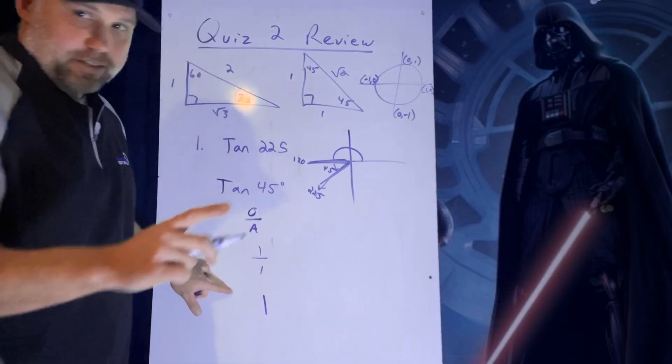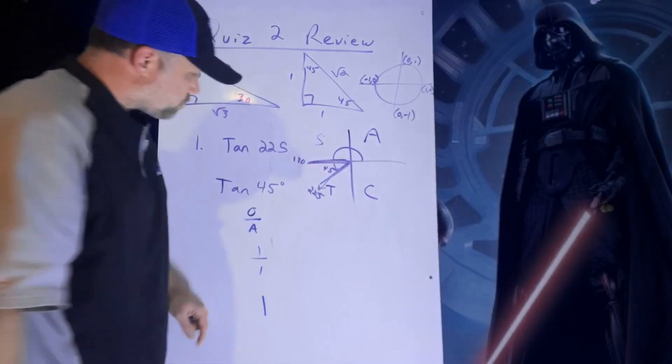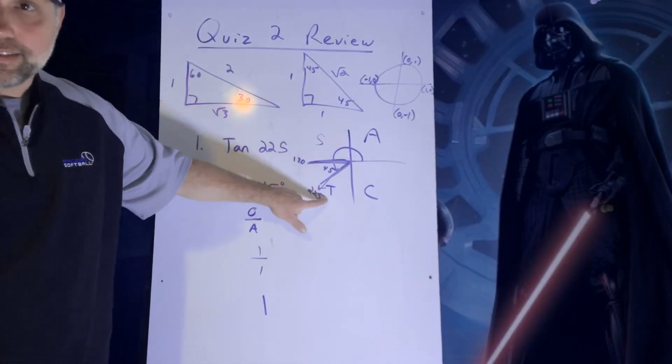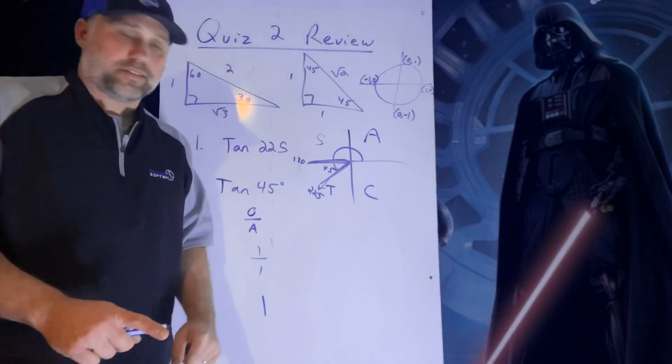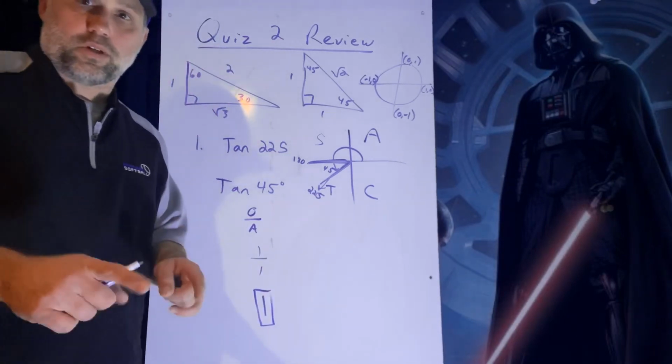But then the last step is to make sure you pay attention to your ASTC. We are, in fact, in the T quadrant, which means tangent's positive. So I'm going to keep that as a positive 1. So there's question 1.